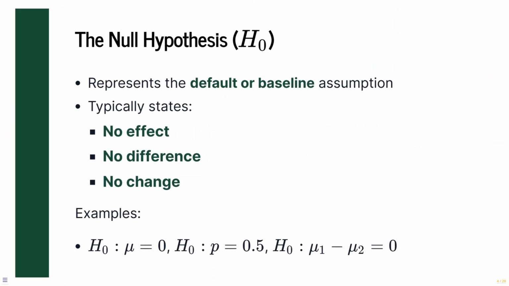The null hypothesis represents the default or baseline assumption. It usually states that there is no effect, no difference, or no change in the population. For example, we might have mu equals 0, p equals 0.5, or mu 1 minus mu 2 equals 0.